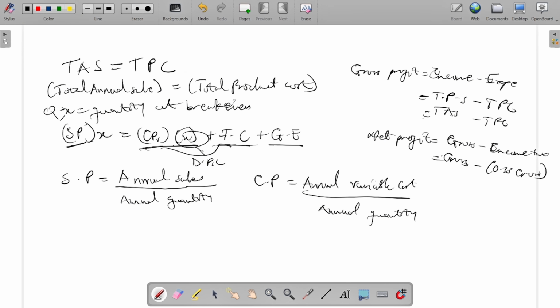So based on the break-even analysis, you can calculate the gross profit and the net profit. You can calculate all these things. And don't forget, the profit with tax is the gross profit. The profit without tax is the net profit.